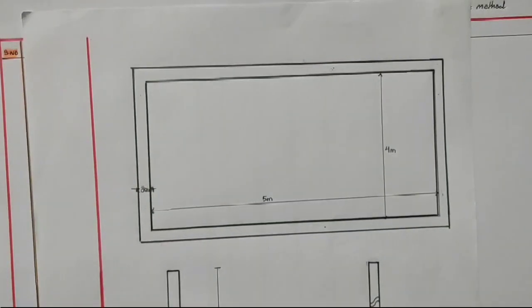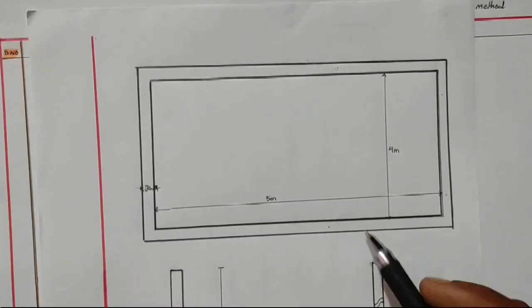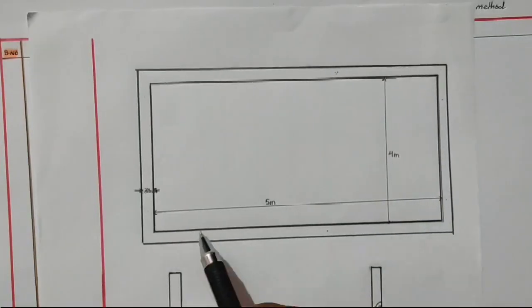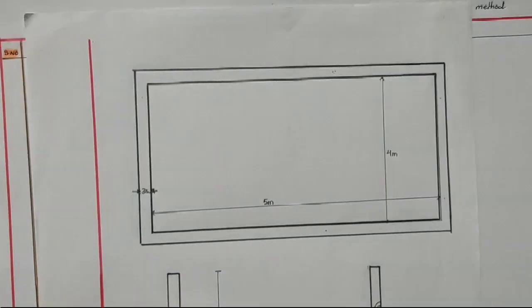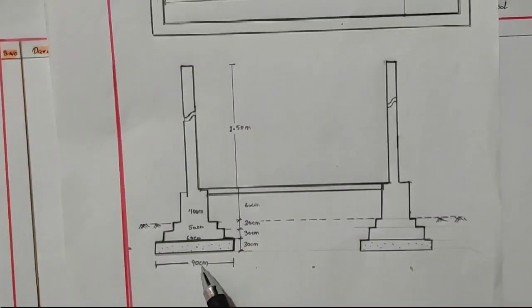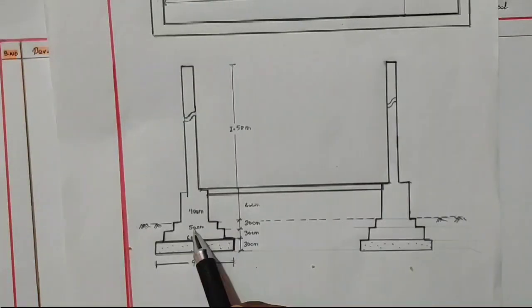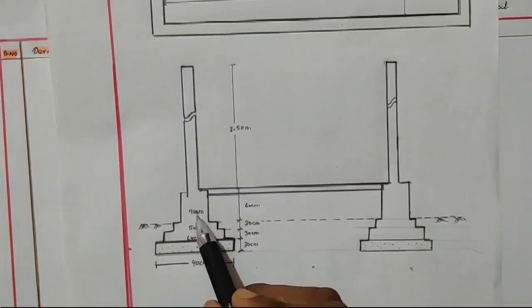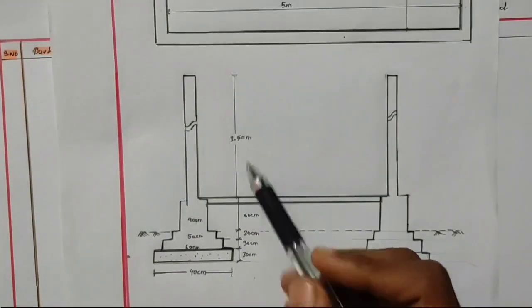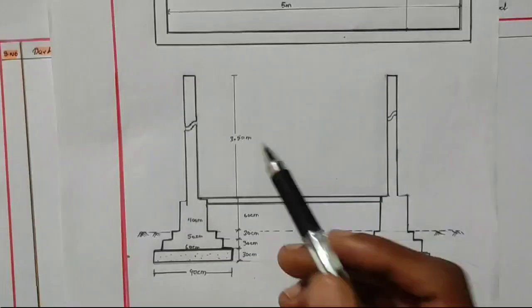So today we are going to calculate or estimate a single room whose dimension is 5 meter into 4 meter and the wall thickness is 30 centimeter. Here you can see the section. The PCC is 90 centimeter and brickwork in first footing is 60 centimeter, second is 50, third is 40 centimeter, and the superstructure height is 3.50 meter.